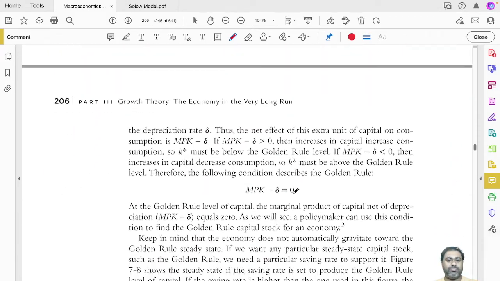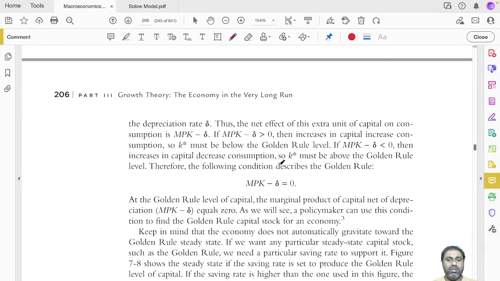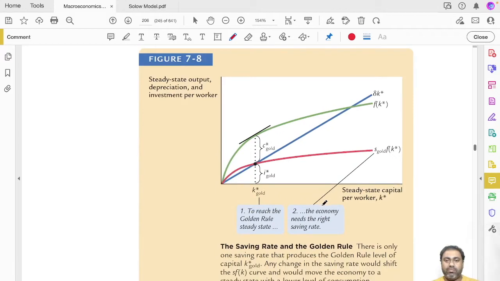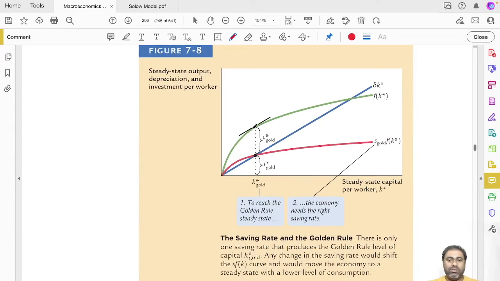Okay. So this is something which is very important. The marginal product net of depreciation equals zero. As we see, a policymaker can use this condition. Okay, so this has been explained graphically.